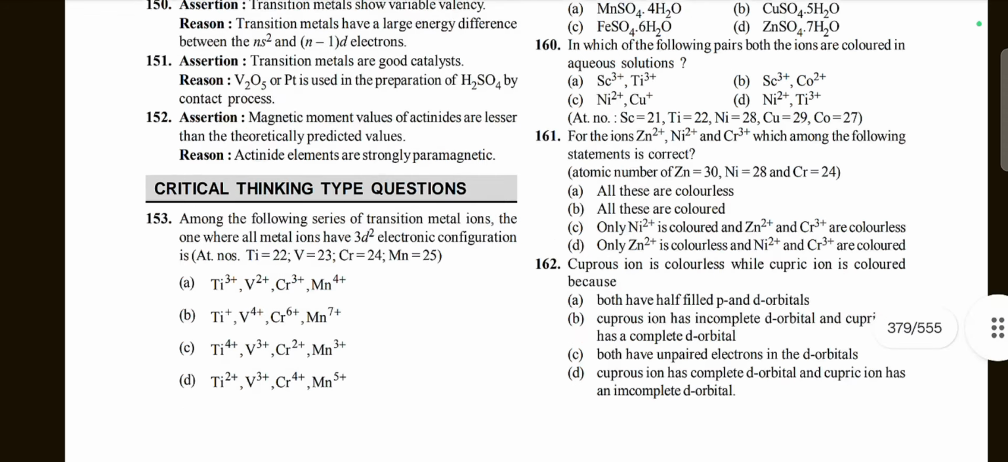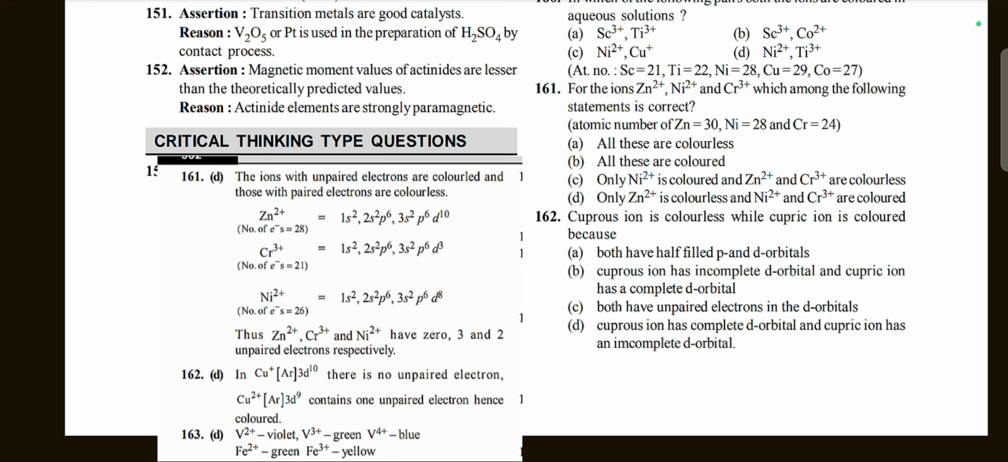For the ions Zn2+, Ni2+, and Cr3+, which among the following statements is correct? Only Zn2+ is colorless, and Ni2+ and Cr3+ are colored. So option D will be the answer, because Zn2+ has 0 unpaired electrons, Cr3+ has 3 unpaired electrons, and Ni2+ has 2 unpaired electrons. Cuprous ion is colorless while cupric ion is colored because in Cu+ 3d10 is present, so there are no unpaired electrons, and in Cu2+ 3d9 is present, so there is one unpaired electron. So option D will be the answer.